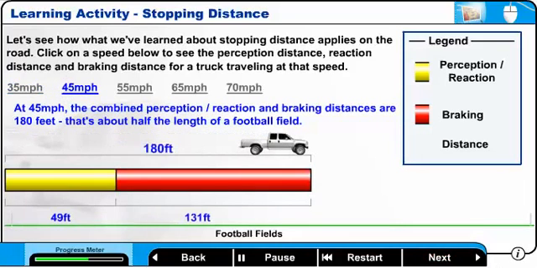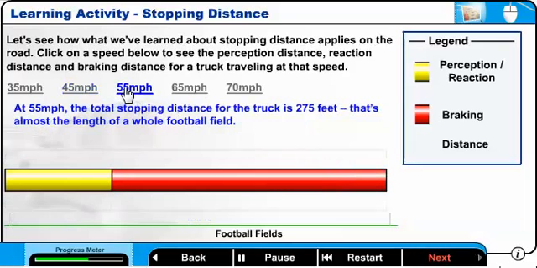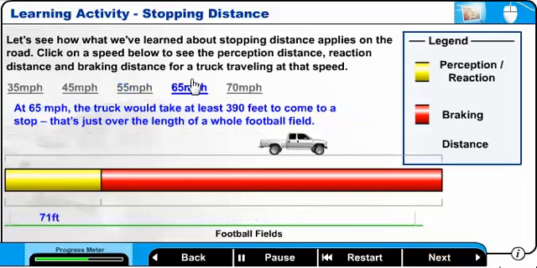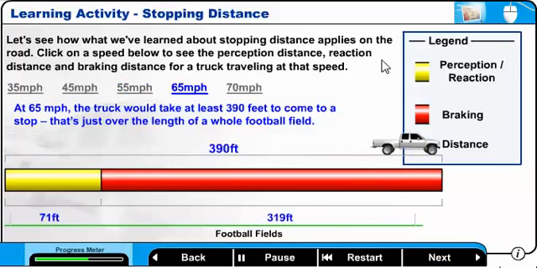At 45 miles per hour, the combined perception reaction and braking distances are 180 feet to come to a stop. That's about half the length of a football field. At 55 miles per hour, the total stopping distance for the truck is 275 feet. That's almost the length of a whole football field. At 65 miles per hour, the truck would take at least 390 feet to come to a stop. That's just over the length of a whole football field.